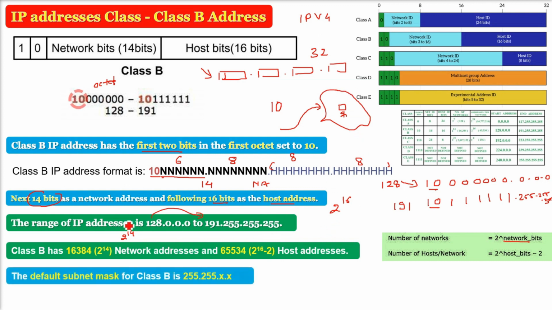These are the host addresses in a class B address. The default subnet mask of class B. First of all, what is subnet mask?